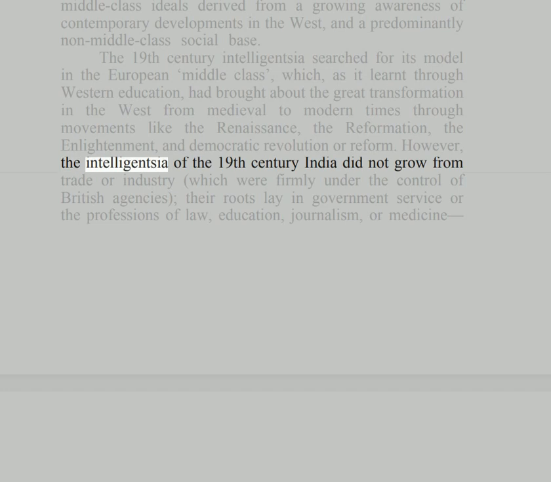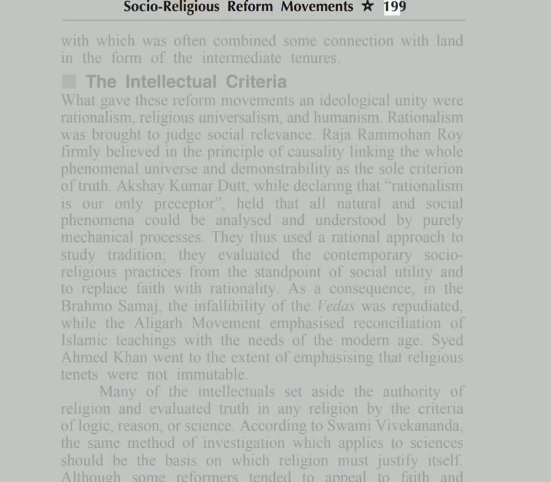However, the intelligentsia of 19th century India did not grow from trade or industry, which were firmly under the control of British agencies. Their roots lay in government service or the professions of law, education, journalism, or medicine, with which was often combined some connection with land in the form of intermediate tenures.